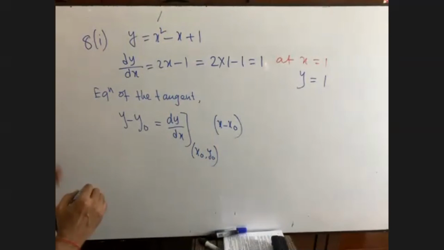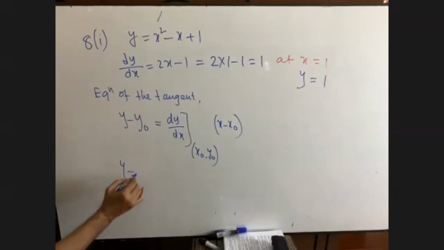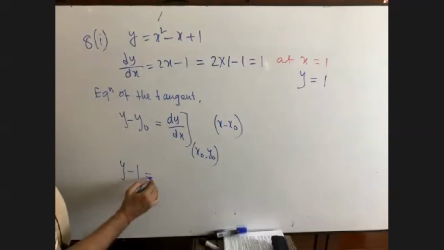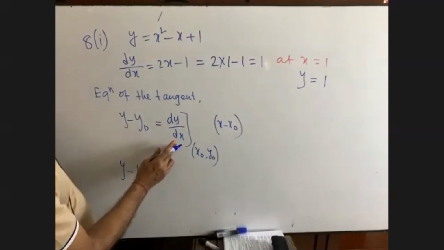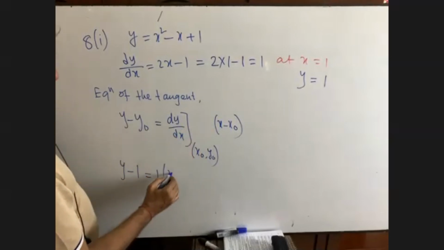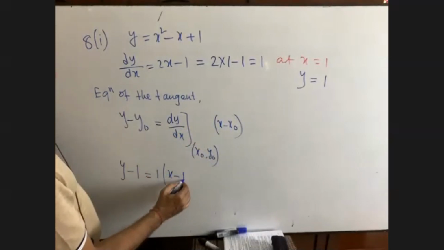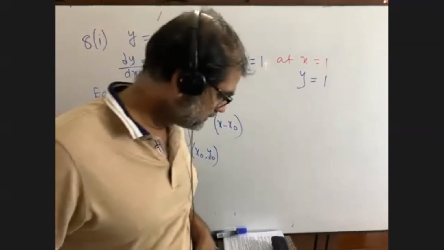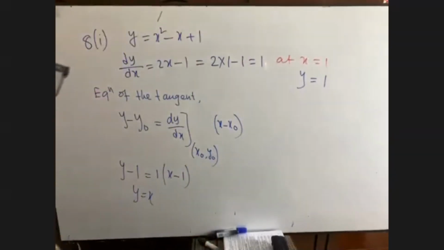Okay, so you see, y minus y naught equals to what? 1. What is m? M equals 1. What is x naught? 1. So we are getting y equals x. This is the equation of the tangent. We have got the equation of the tangent.